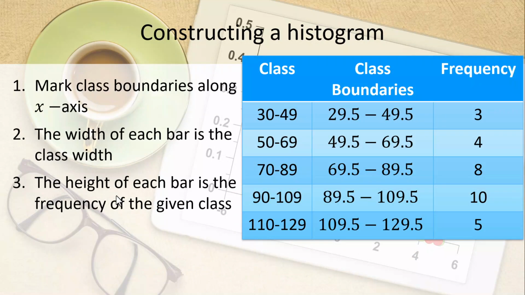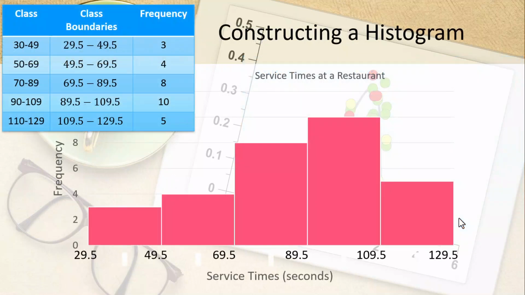Finally, the last thing you're going to have to do is to construct a histogram, or construct part of a histogram. Now here is our frequency distribution that we're going to use to construct our histogram. Our x-axis is going to contain the class boundaries right here. The width of each bar is going to be equal to the class width, which in this case will be 10. And then the height of each bar is going to be equal to the frequency in every particular class. So when you're done, it should look like this.